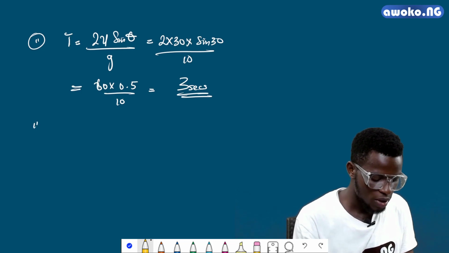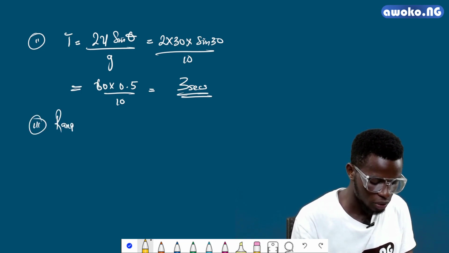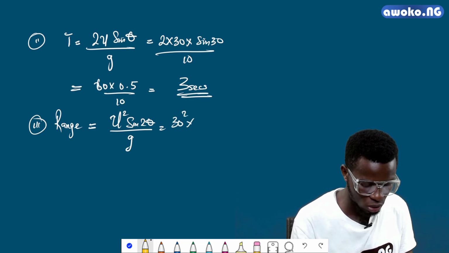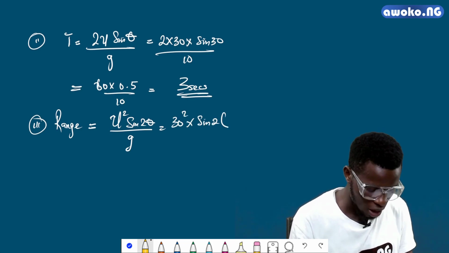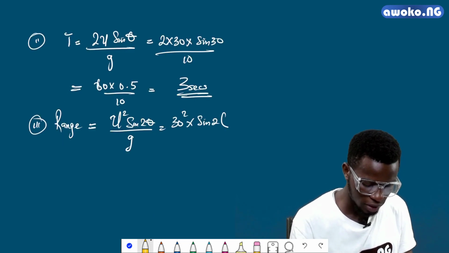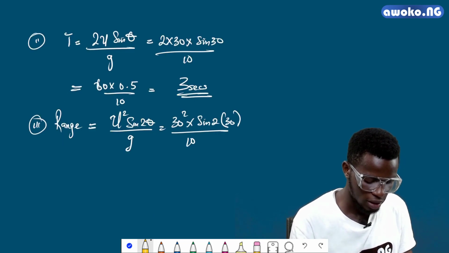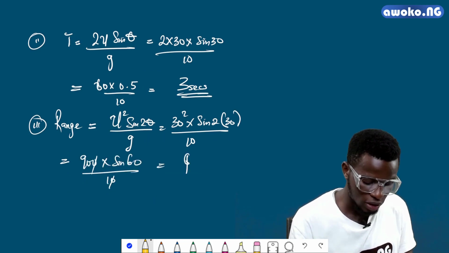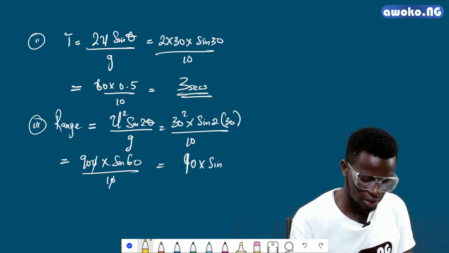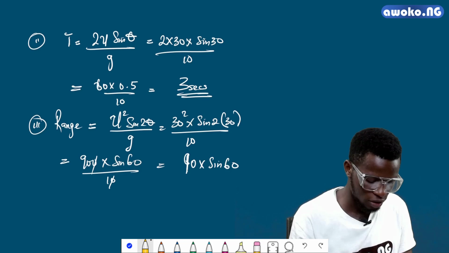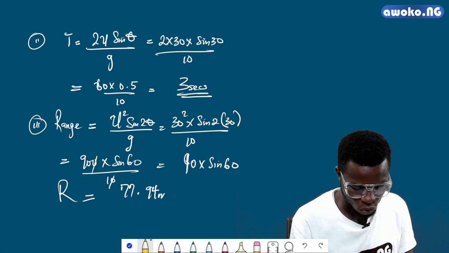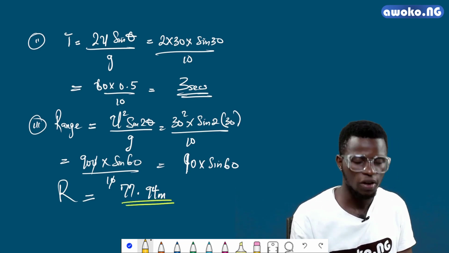3 seconds. And finally, we have to find the horizontal range. And the formula for horizontal range is u squared sine 2 theta over g. So what is our u squared? This is 30 squared times sine 2 times theta, which was calculated as 30, so sine 60, all over 10. This is 900 times sine 60 over 10. This gives us 90 times sine 60. So if you obtain the value, realize that the horizontal range is equal to 77.94 meters. And this is our final answer.